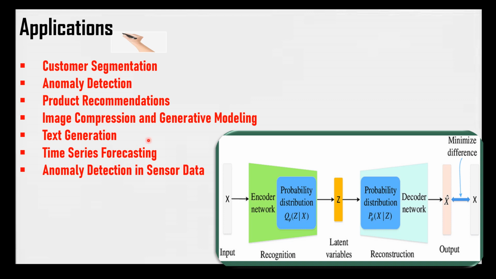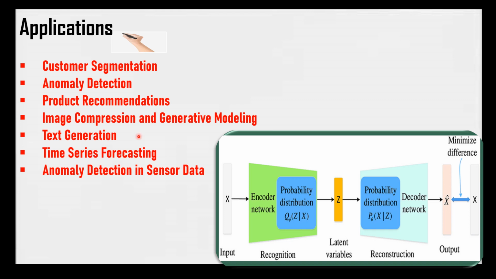Then it can be used in time series forecasting, where it can analyze historical time series data, uncovering patterns and relations that can be used to predict future trends. And by accurately forecasting demand for raw materials and inventory levels, businesses can optimize their supply chain and reduce waste.